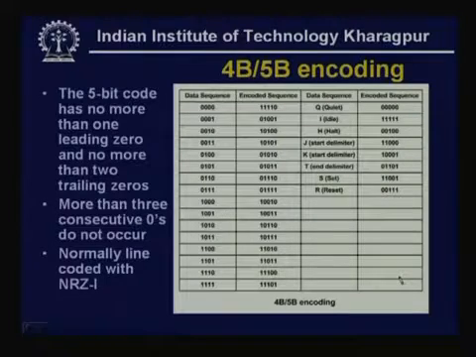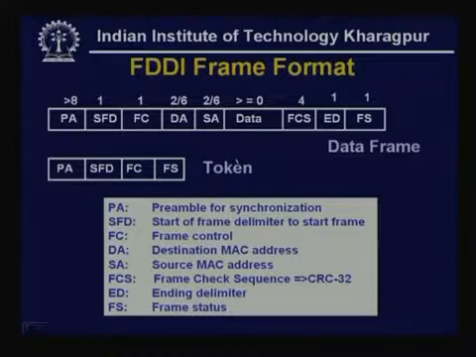Now, as I mentioned, it uses 4-bit by 5-bit encoding, and we have already discussed it. As we know, the 5-bit code has no more than one leading 0 and no more than 2 trailing zeros. This is necessary for clock recovery purposes, and normally it is line encoded by NRZI. So, this block encoding and line encoding are combined to give the encoding for FDDI.